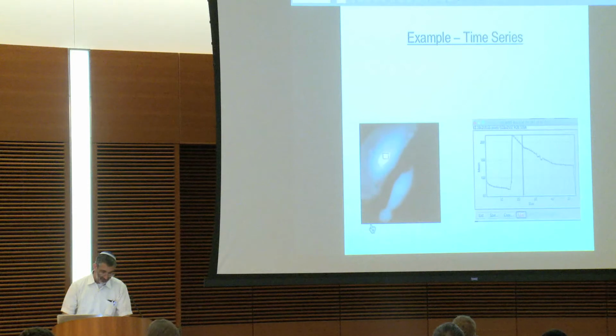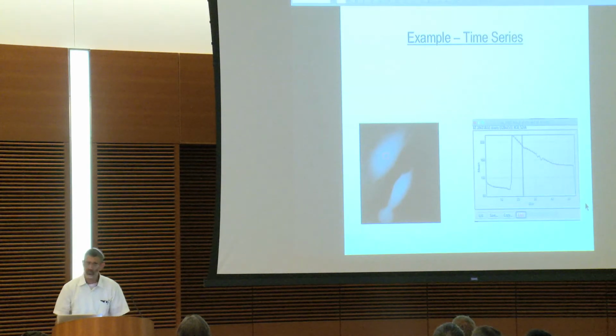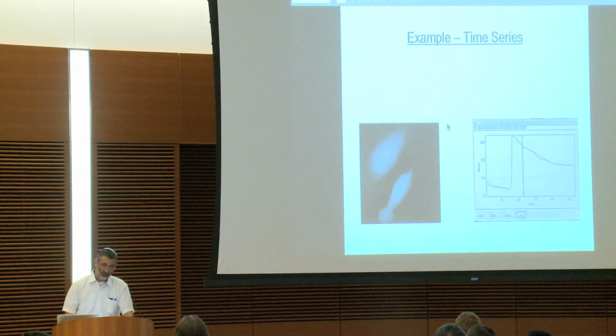You might have noticed that it got bright at one point. Yeah, this is an example of intensity versus time. This is a chloride indicator, and it shows the cell was given something that opened up the cystic fibrosis transport receptor, and wow, you had all this chloride. So that's just another example.